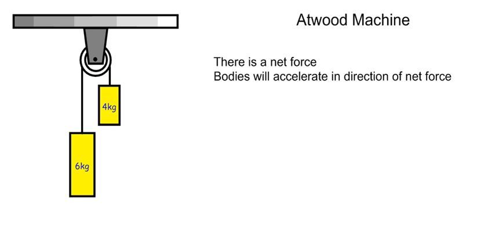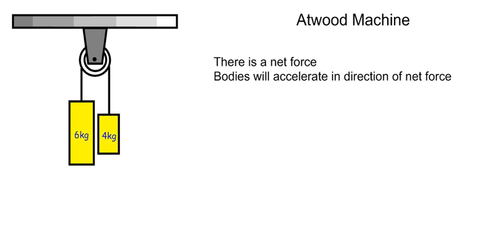This is because there is a net force, and therefore the bodies will accelerate in the direction of the net force. The external forces acting on the system of interconnected bodies are, for the 4 kilogram mass, of course, its weight downwards at 40 newtons, and for the 6 kilogram mass, its weight downwards at 60 newtons.